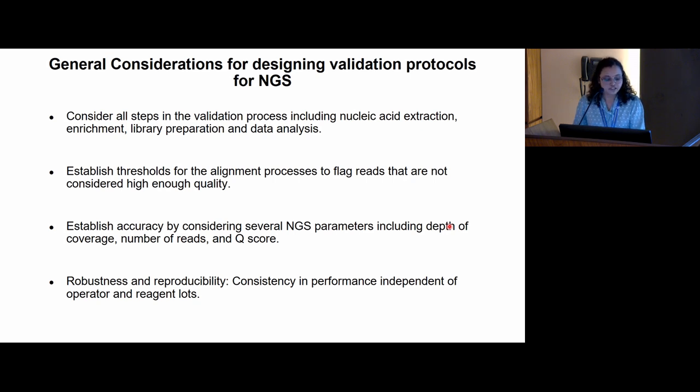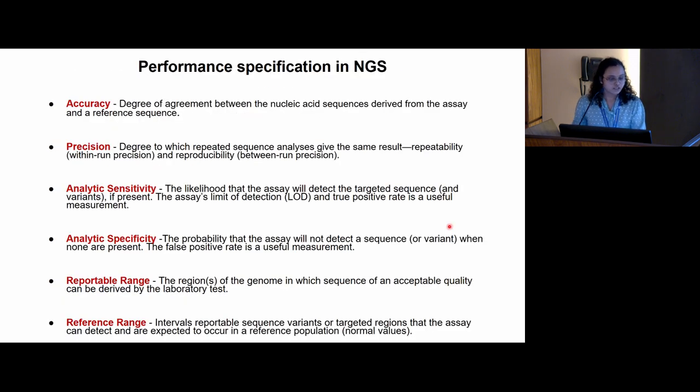It is important to establish the robustness and the reproducibility to ensure consistency in the performance independent of operator and the reagent lots. So the assay validation should include the outline protocol in which the performance specification should be established for these performance metrics, which include the accuracy, precision, analytical sensitivity, specificity and reportable range and reference range. And in CLIA, the definitions have been derived specifically for NGS for these performance metrics.